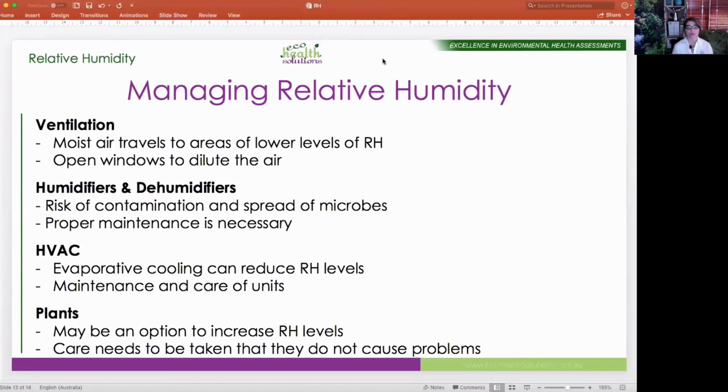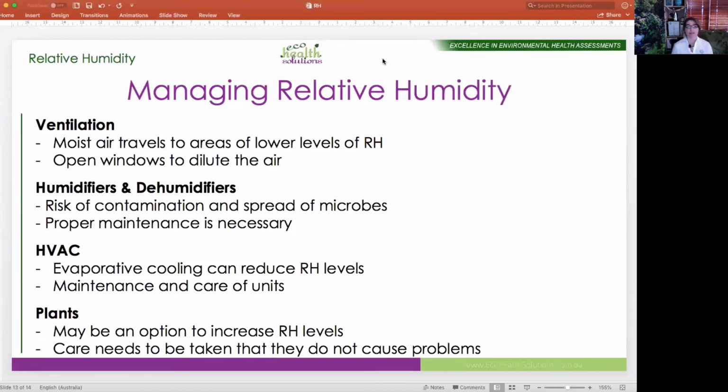Dehumidifiers can be useful, particularly in rental properties, in bathrooms, in the areas that generally are moister. However, I don't want you to think that having a dehumidifier is going to solve a problem. It's going to be a band-aid solution, and it's perfect if you're, as I said before, renting. There are risks of contamination and the spread of microbes with these units, and proper maintenance is necessary.